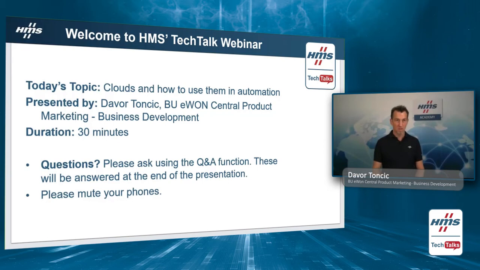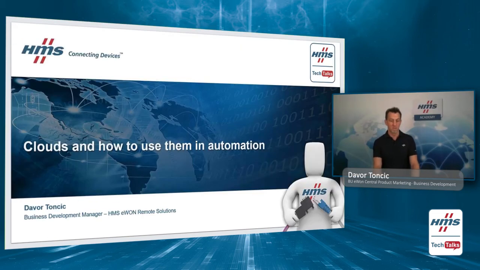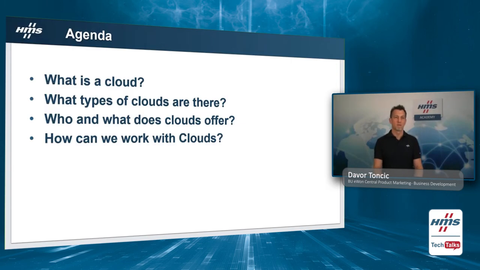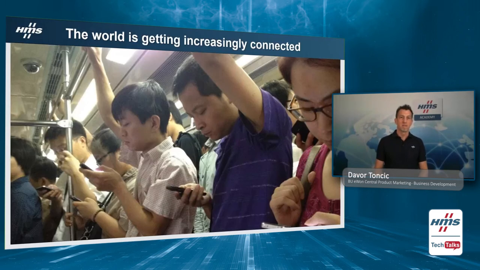So the topic is clouds and how to use them in automation. A little bit on the agenda: what is a cloud, what types of clouds are there, who and what do the clouds offer, and how can we work with the clouds. So what is happening is that the world is becoming increasingly connected, and so is the industrial world.